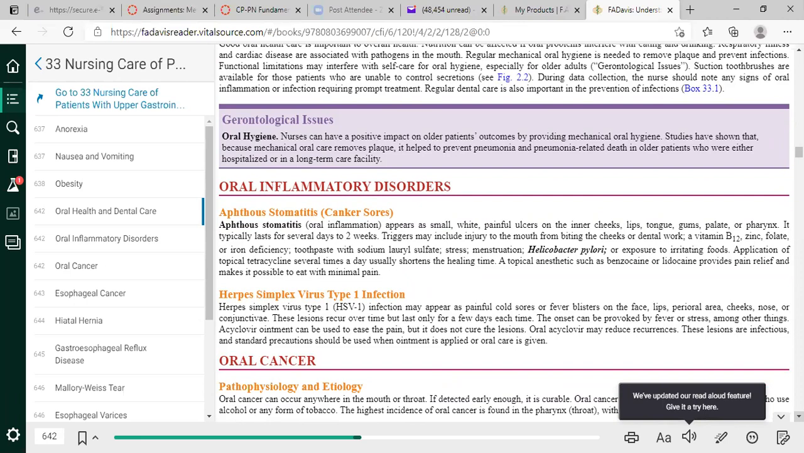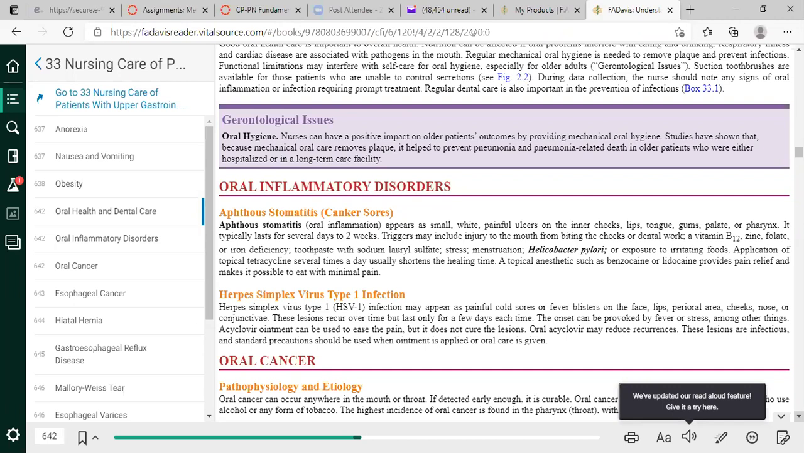It's talking about herpes simplex virus type 1 infection. Type 1, we pretty much consider herpes that actually emerges above the waist. Type 2 is more so herpes that actually appears on the genitals.